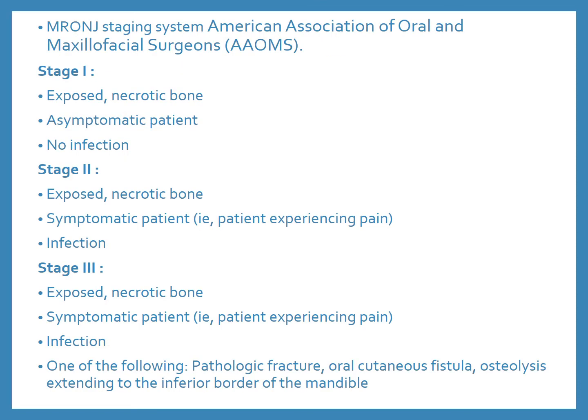The staging system for medication-related osteonecrosis of the jaw, given by the American Association of Oral and Maxillofacial Surgeons, classifies it based on the appearance of the bone and the classic clinical features as stage 1, 2, and 3. Stage 1, there is exposed necrotic bone. Patient could be asymptomatic and there is no infection present. Stage 2, there is exposed necrotic bone. Patient is symptomatic, experiencing pain, and there is infection of the bone. Stage 3, there is exposed necrotic bone. Patient is symptomatic, having infection, and having one of the following: either pathologic fracture, oral cutaneous fistulas, or osteolysis extending to the inferior border of the mandible.